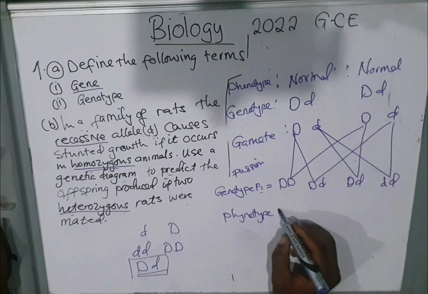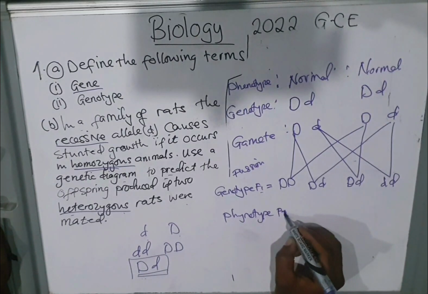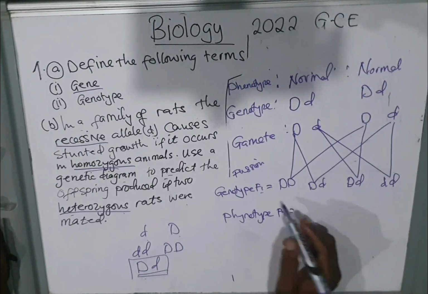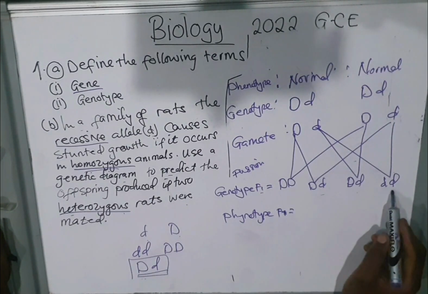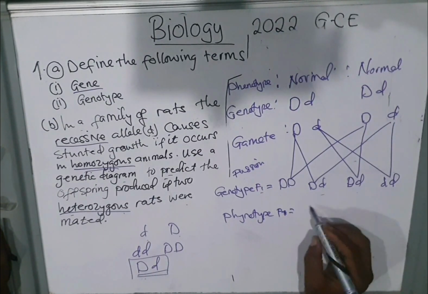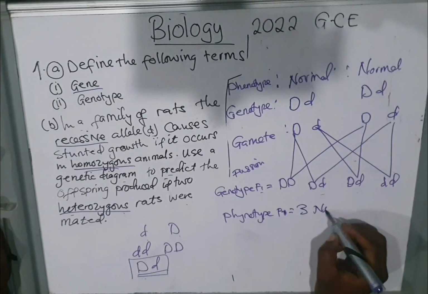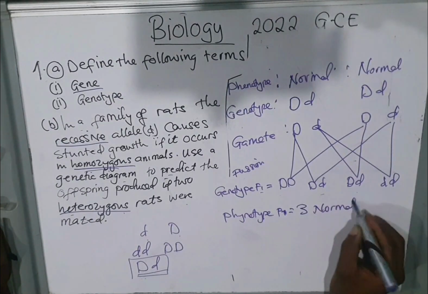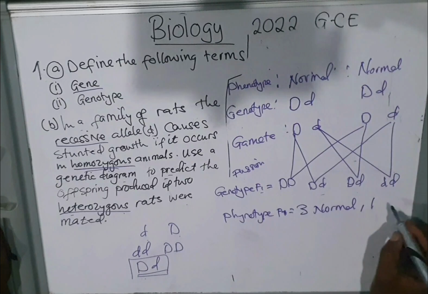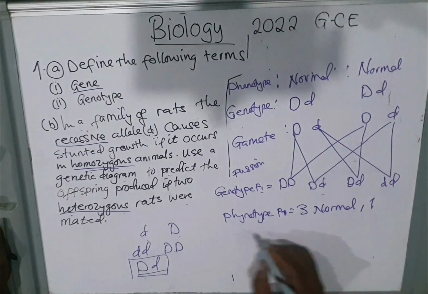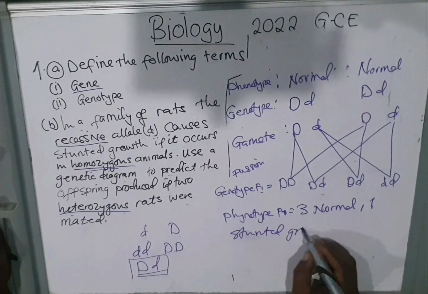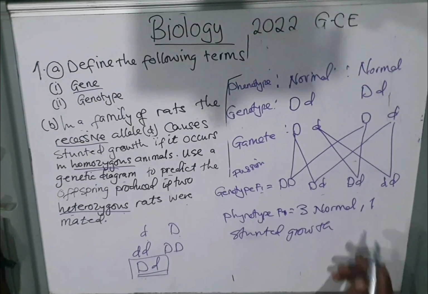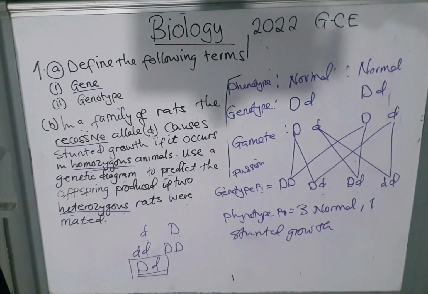Now we have to write the phenotype for F1 generation. So what are the phenotypes, the physical characteristics of these? 3 are normal, 1 has stunted growth. So 3 normal and 1 stunted growth. So 1 affected, or stunted growth. Okay, so this is how we answer this kind of question in genetics.